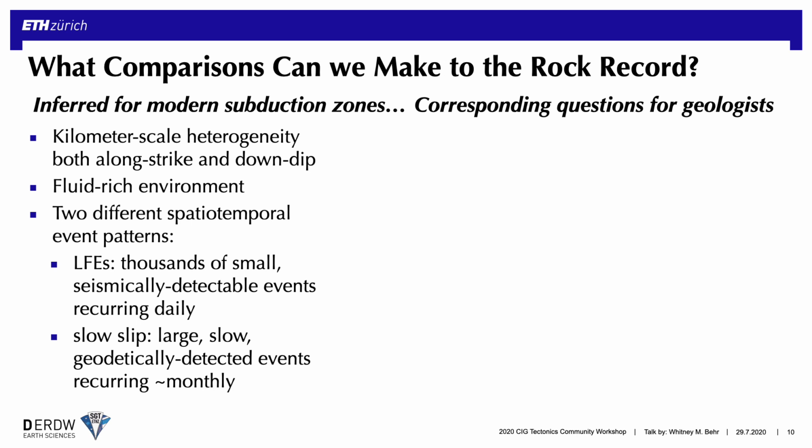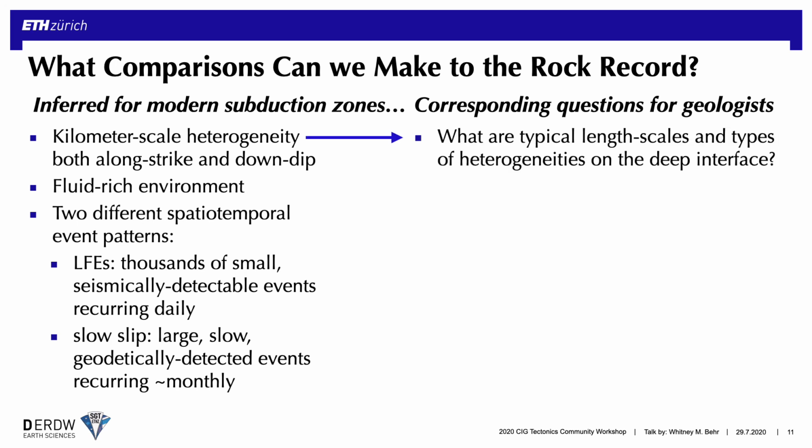So that's a very quick and, of course, oversimplified summary of some key aspects of ETS from the view of geophysics in modern subduction zones. So then the question becomes, what comparisons can we make to the rock record, or what are some of the related questions that we can pose as geologists to try to better understand this interesting phenomenon?